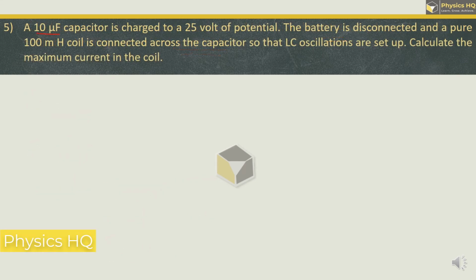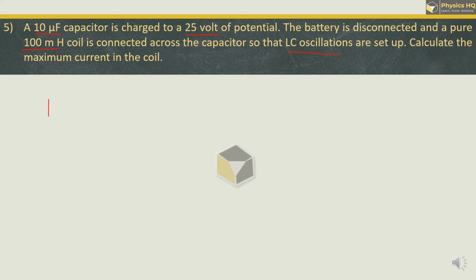A 10 microfarad capacitor is charged to a 25 volt potential. The battery is disconnected and a pure 100 millihenry coil is connected across the capacitor so that LC oscillations are set up. Calculate the maximum current in the coil.